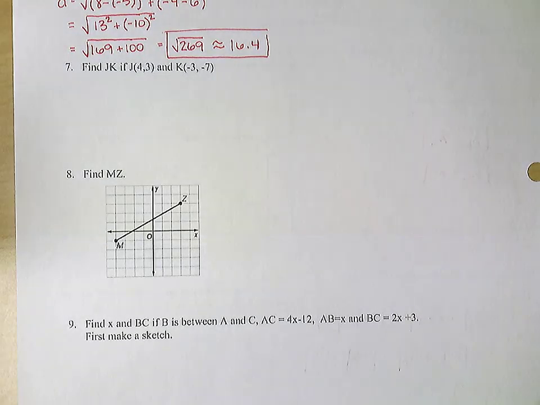Are most people done with number 7? Yeah? Make sure you label your points if you're still confused about the order. So we have x sub 2 is -3 minus x sub 1 is 4, that quantity squared, plus y sub 2 is -7 minus y sub 1 is 3, that quantity squared.